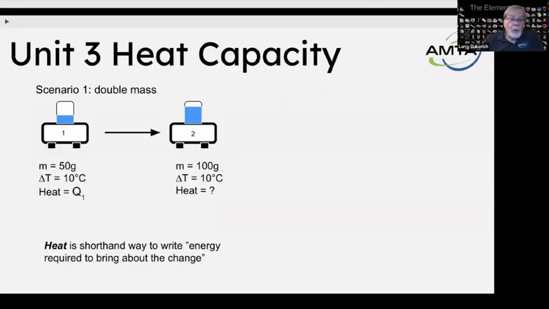Proportional reasoning works with multi-unit ratios like heat capacity. The following slides show how C relates energy, mass, and delta T. Consider this thought experiment. Energy is added to both samples of water, but since sample 2 has twice the mass, it's reasonable that the same temperature change would require twice as much energy. Q is proportional to M.